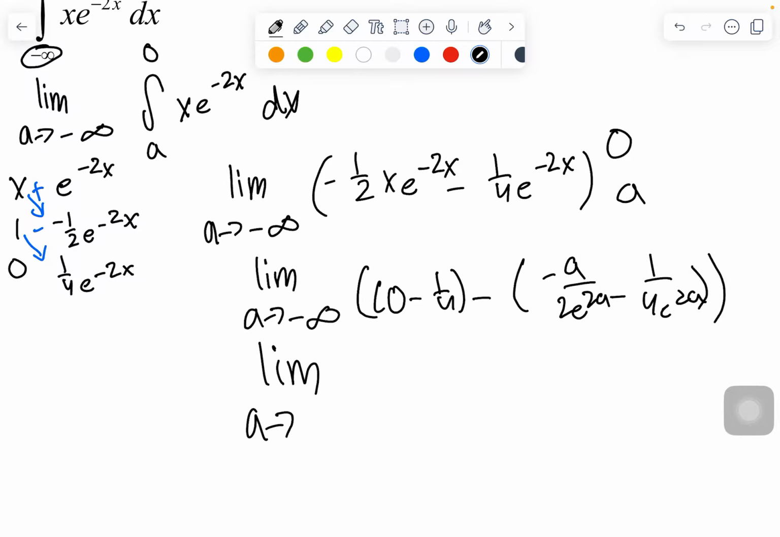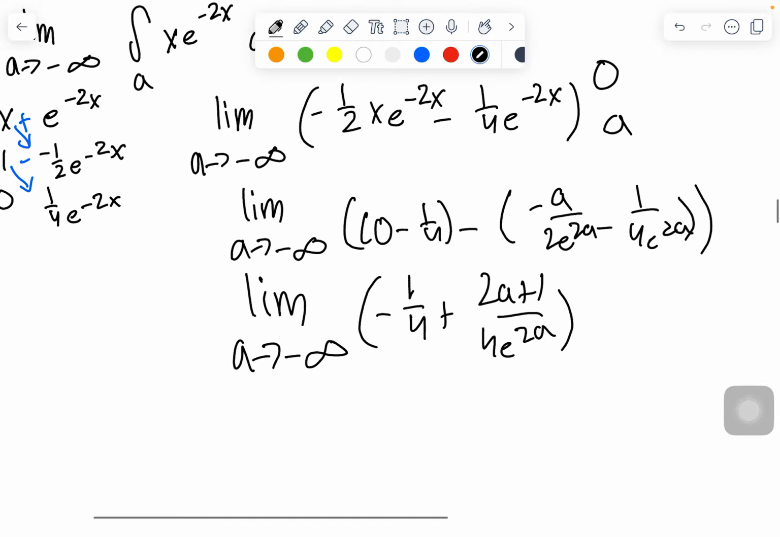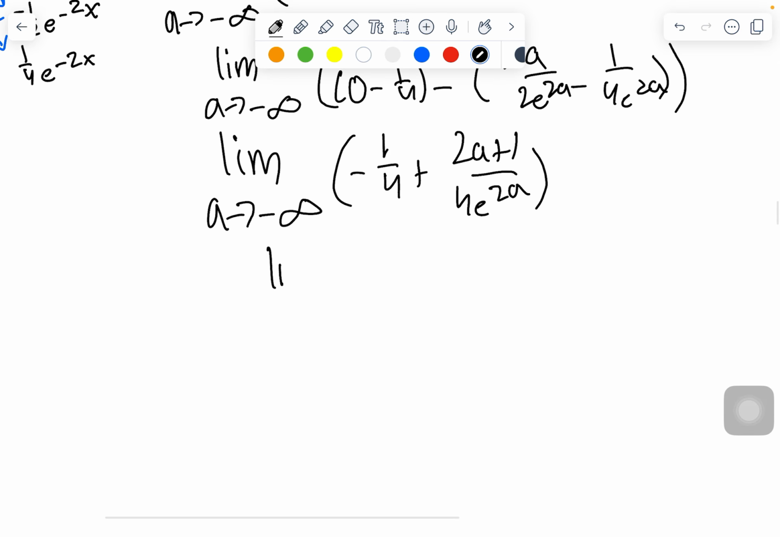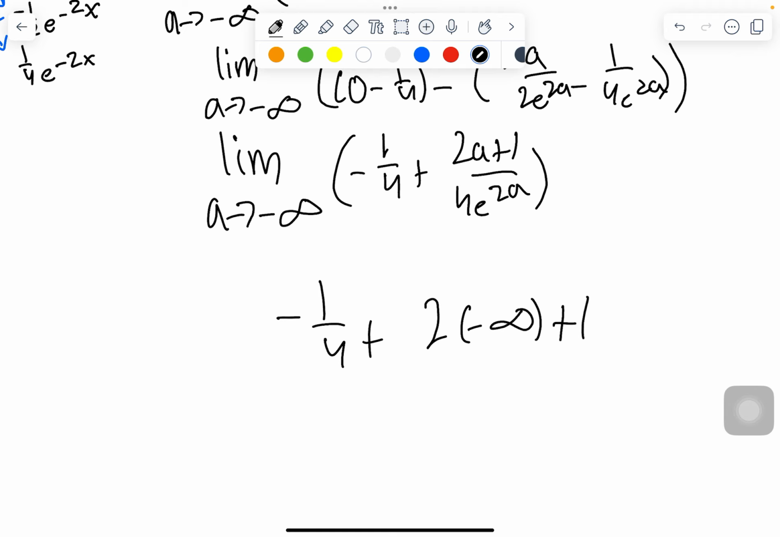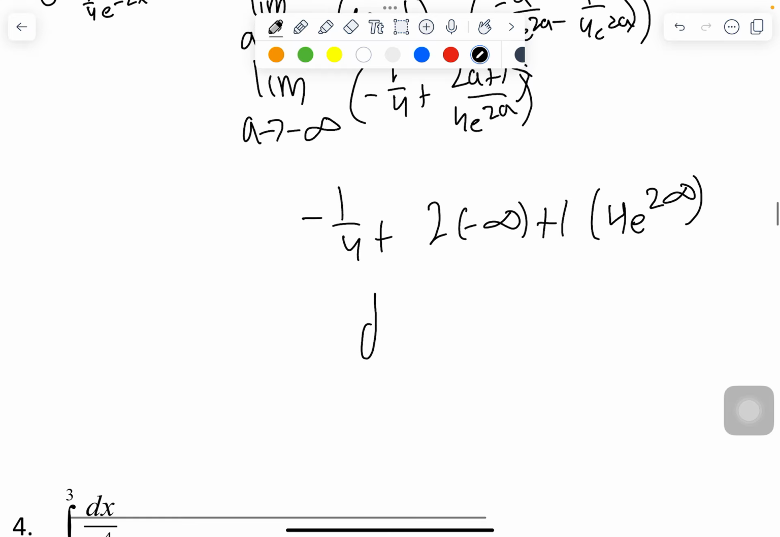We could simplify it further. And then if we plug a equals negative infinity in, we get negative 1/4 plus 2a plus 1, or 2 times negative infinity plus 1, over 4e to the 2a. Since if we plug negative infinity here, it moves to the numerator, which means this function diverges as well.